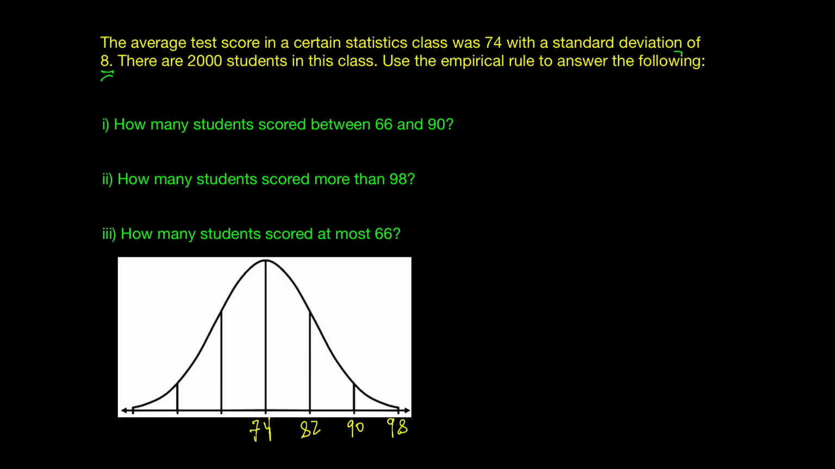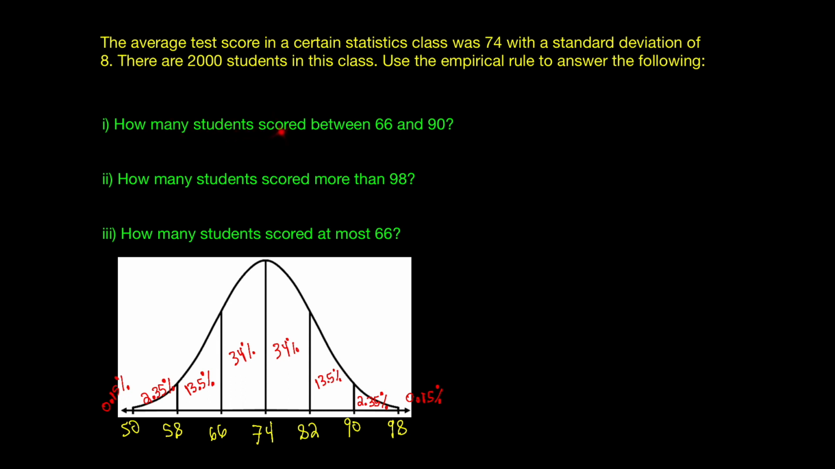To get the values to the left of the mean, I'm going to subtract by the standard deviation of 8. So 74 minus 8, I'm going to get 66. If I subtract 8 again, I'm going to get 58. And doing it one more time, I'm going to get 50. Now I'm going to add the percentages of the normal distribution. And we can begin to address part 1.